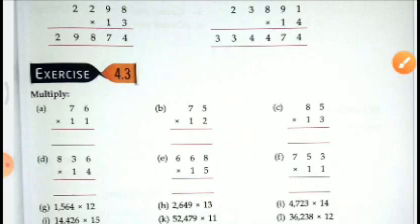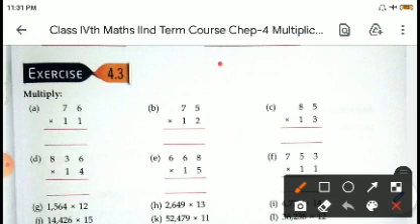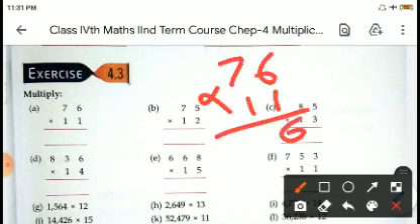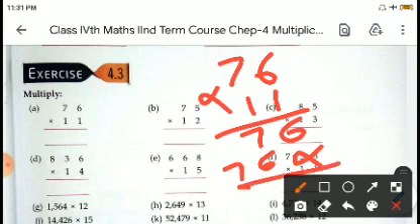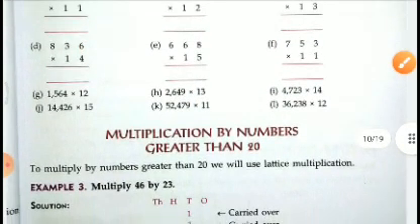76 by 11. So I'm doing it in the rough. You just see how I'm doing it. 76 into 11. 6, 7, into again 6 and 7. Now we will add them, and we will get the fixed number: 6, 7 plus 6 is 13, and 7 and 1 is 8. So we will get the answer as 836. Okay, and this is how you need to do this exercise.